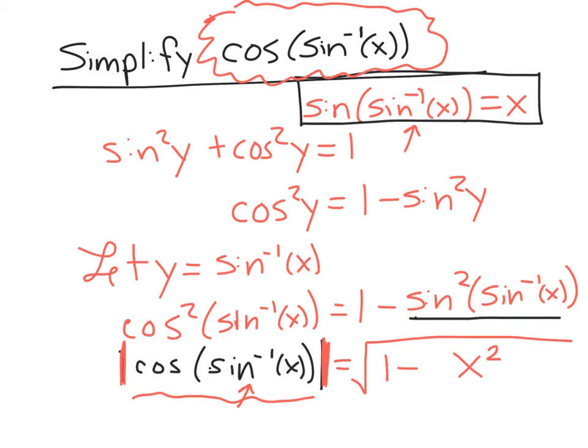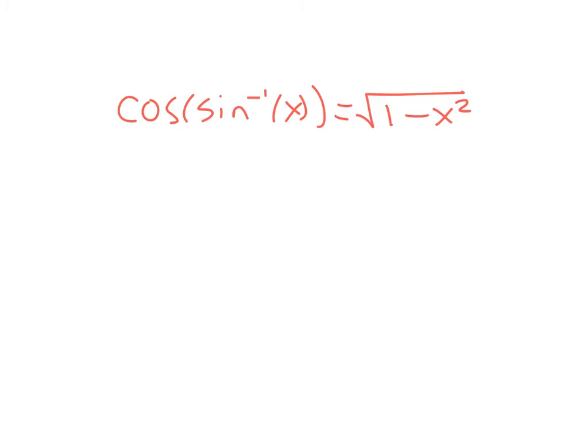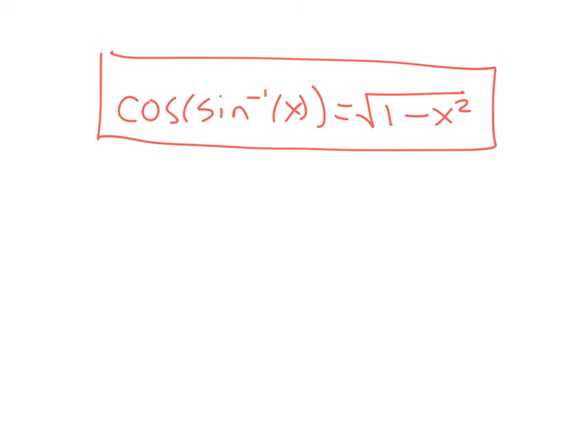And what that means is that we can write that cosine of inverse sine of x is equal to the square root of 1 minus x squared. And that is going to be a useful result as we go forward and look at proving the derivative of the inverse sine function. So now we are ready to do so.